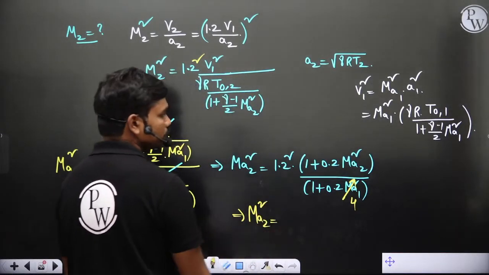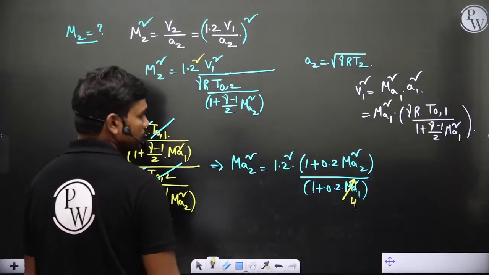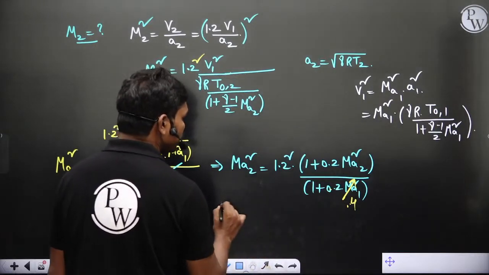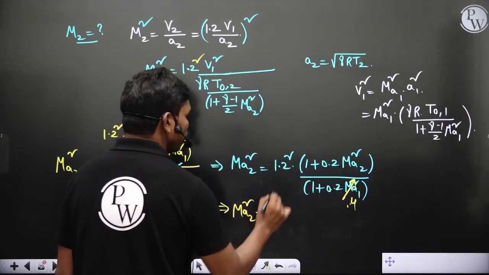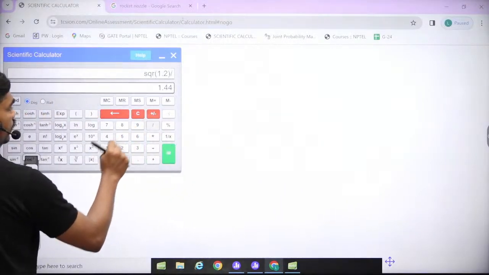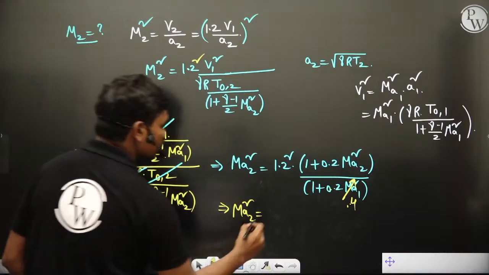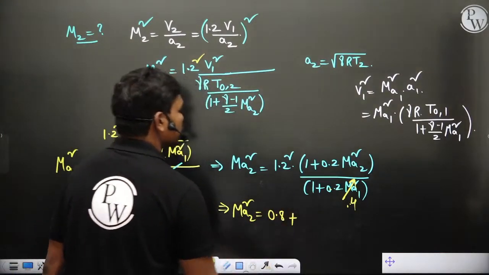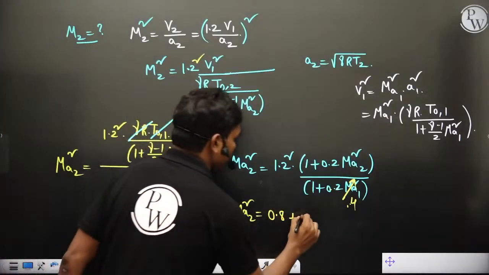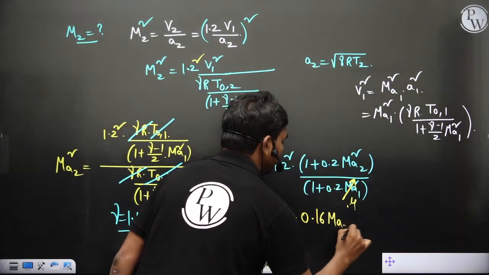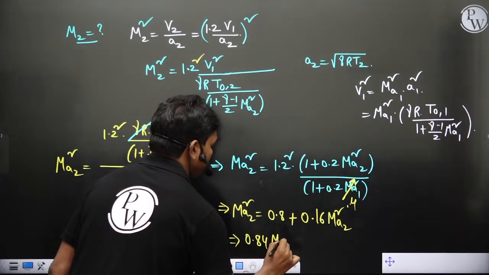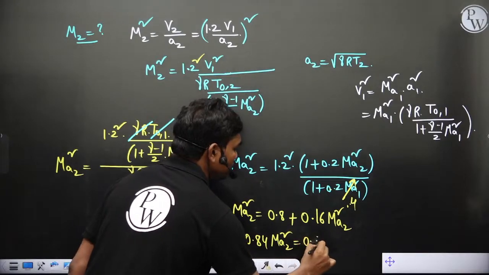Let's see what the value is. If you simplify these equations, this is 0.4 into 0.2 into 4, which is 0.8, so this is 1.8. So Mach 2 square is equal to 1.2 square by 1.8. Let us see. This is 0.8 plus 0.8 into 0.2, 0.16, Mach 2 square. So 1.1 minus 0.16, 0.84. Mach 2 square is equal to 0.8.